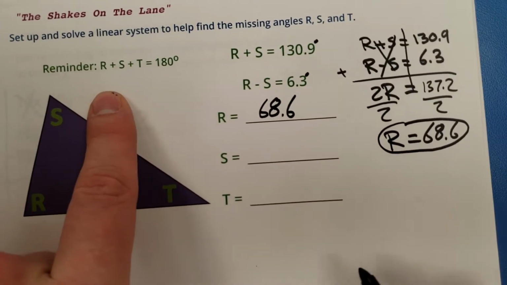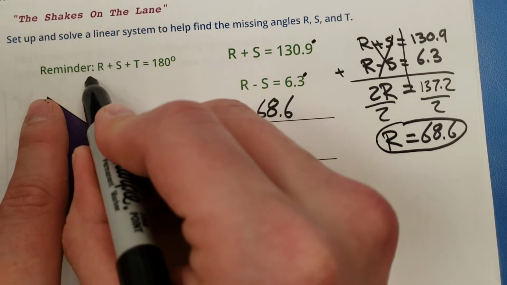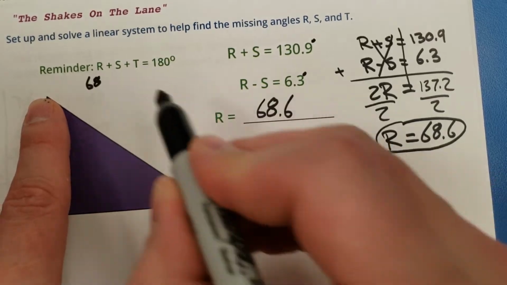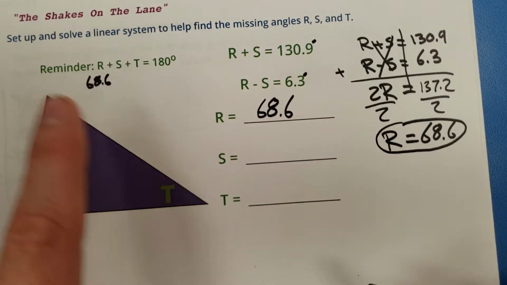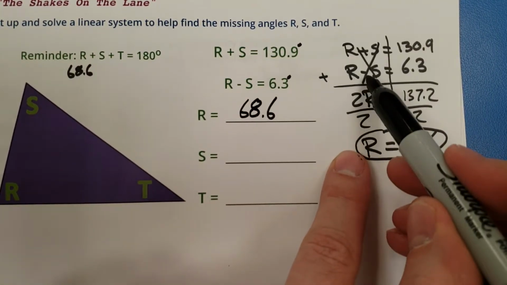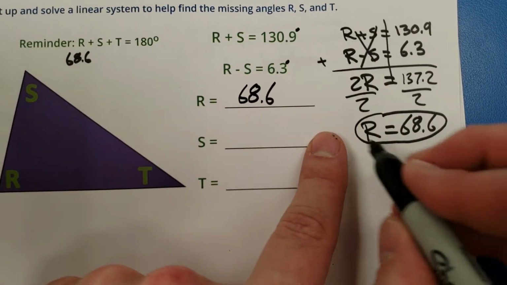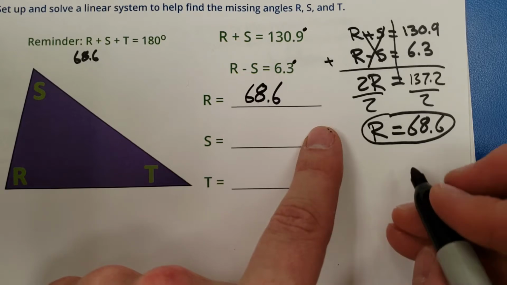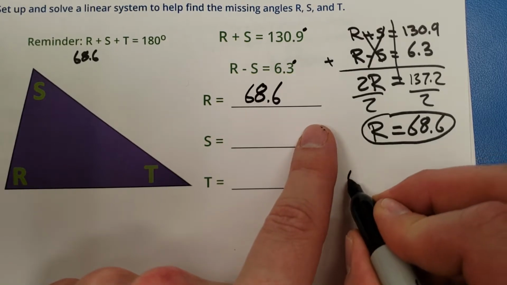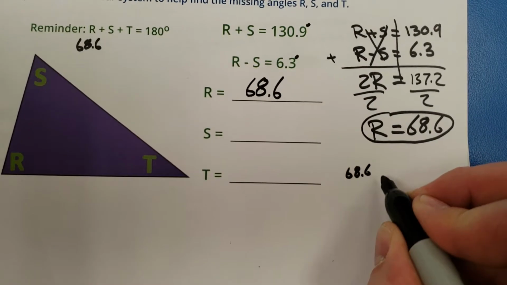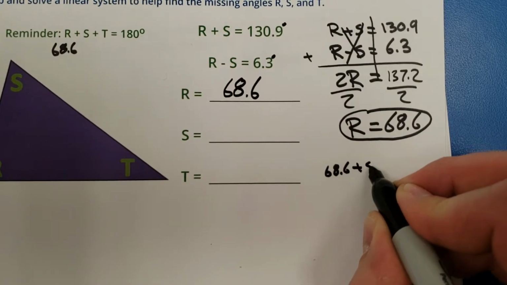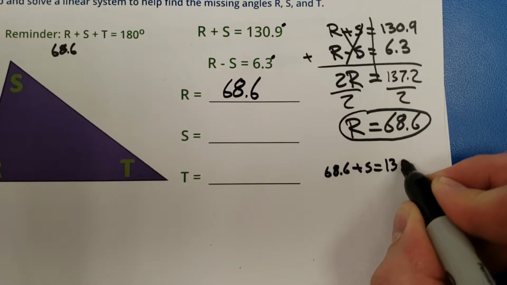All right, so here's what I'm gonna do. I'm gonna cheat a little bit here. So you are 68.6. Okay, let's find S. R minus S equals 6.3, or let's just do the top one. I'm plugging in the top one. That negative kind of scares me a little bit. All right, so let's see here. We have 68.6 plus S equals 130.9.